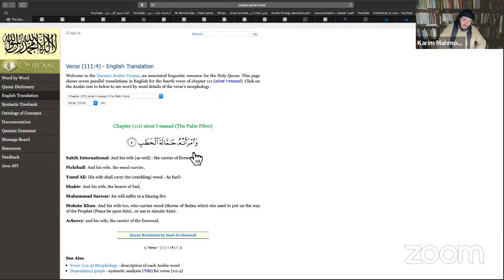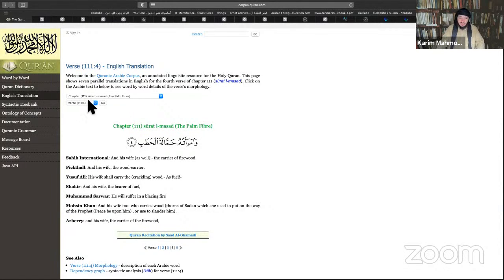وَامْرَأَتُهُ حمالة الحطب. وامرأته is what? His wife. حمالة الحطب, the carrier of the firewood. The carrier of the firewood.